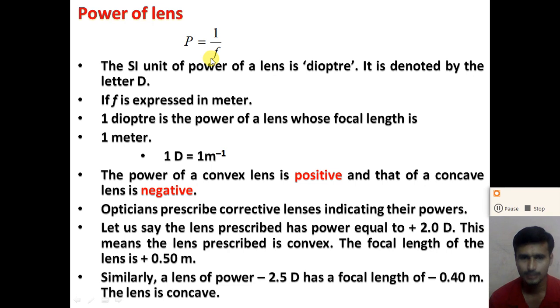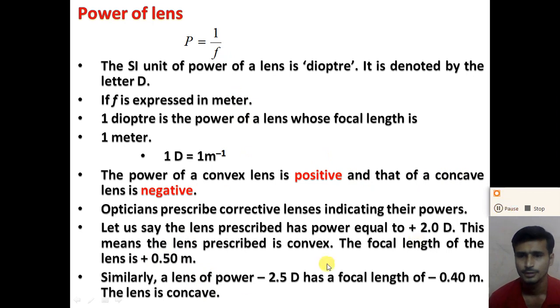Understand, dear student? If the optician prescribes you a power of plus 2.0 diopter, plus means that the optician prescribes a convex lens. And how can we calculate the focal length? From the previous formula, P is equal to 1 by f, we can easily calculate the focal length of the lens, right?